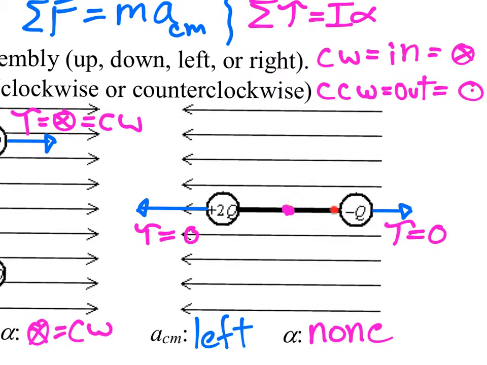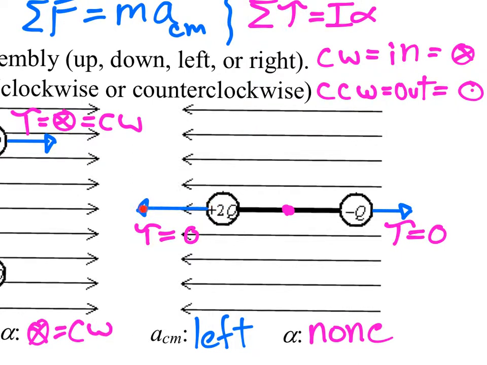When you do R cross F, since R and F are in the same direction here, the angle between them is 0, and a cross product is based off of the sine of the angle between the two vectors. So RF sine theta would be R times F times sine of 0. So there's no torque there, and for this exact same reason, no torque over here. R cross F times sine of 0 gives us 0 torque.